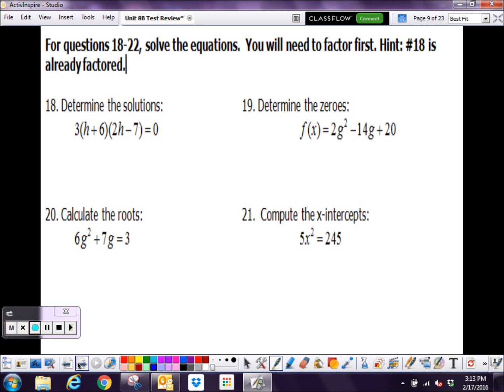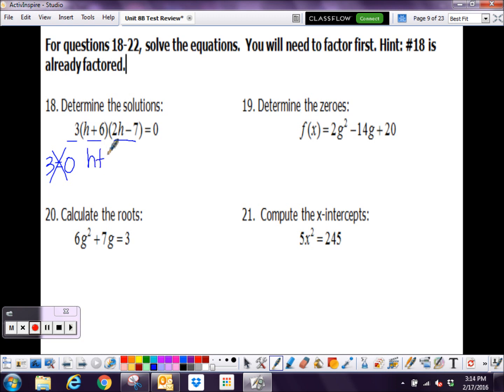This question does get missed a lot on the test because y'all try to do too much work. This has already been factored for you. So when it says determine the solutions and it's already equal to 0, all you have to do is set each one of these equal to 0. Now technically I have 3 factors here. I have 3, I have h plus 6, and I have 2h minus 7. Okay, so that first factor, 3. 3 equals 0. Well, that doesn't even make sense. So that's not going to be a solution.